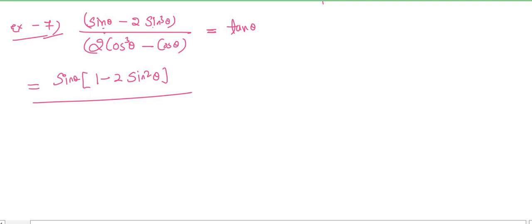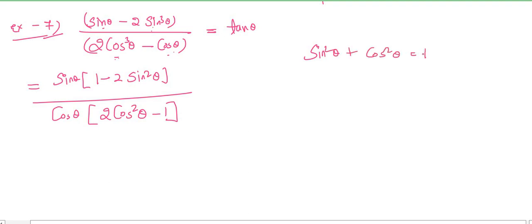When we take sin theta common, what is common here in these two? I feel cos theta is common. So what is left is 2 cos square theta minus 1, correct? Now we know one formula that sin square plus cos square theta is 1. I know this formula. Let me see if I can use it here. Okay? So this is 1 and this is 1.